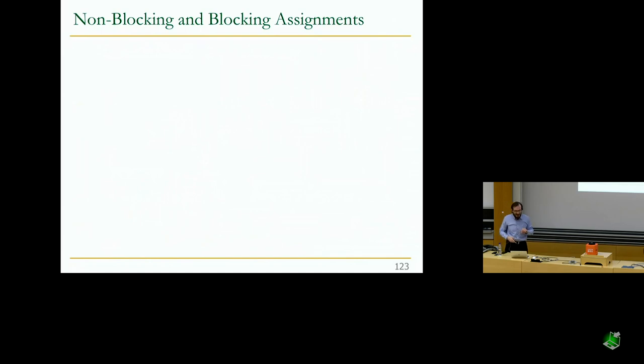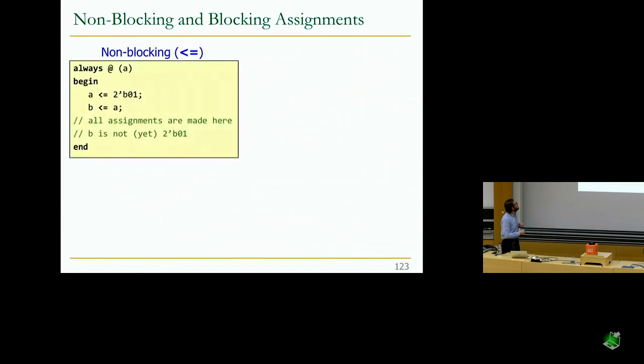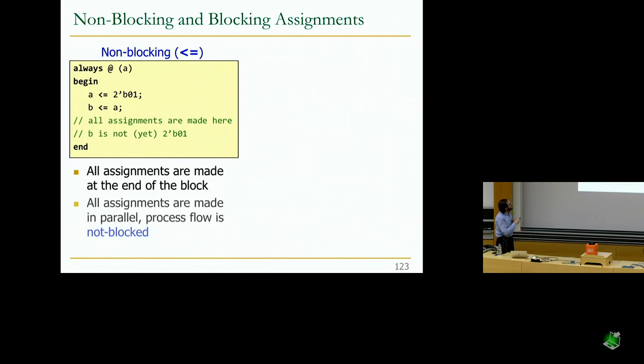Okay, let's look at non-blocking and blocking assignments, because these are important. And again, these could be the cause of mistakes. You can easily miss this signal over here. So this is a non-blocking assignment, meaning all assignments are made in parallel, or you can think of it as all assignments in the always block being made at the end. The process flow is not blocked, meaning this doesn't wait for this to be executed. Meaning B gets the old value of A, if you will. A changes at the end, after the old value of A is assigned to B.